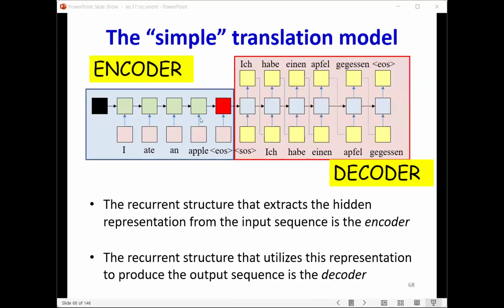So this is our simple translation model. The portion that processes the input is called an encoder, and the portion that generates the output is called a decoder. So this is terminology.